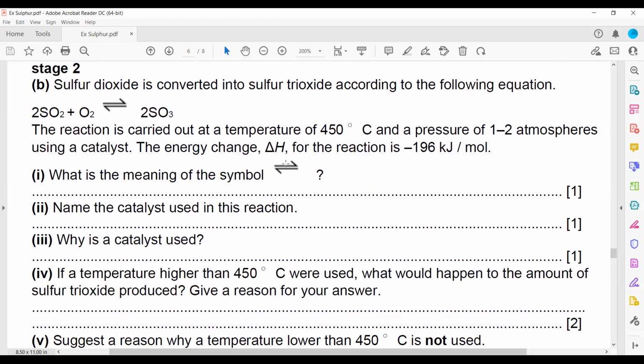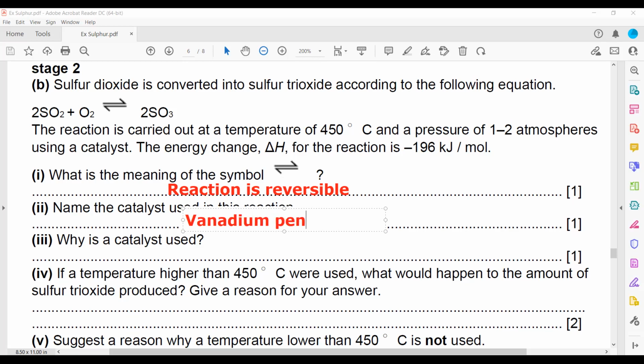What is the meaning of this arrow? It means the reaction is reversible. Means the reactant can form a product and the product can form reactant. What is the catalyst used? We use vanadium pentoxide as a catalyst. What is the purpose of the catalyst? To increase the rate of the reaction.